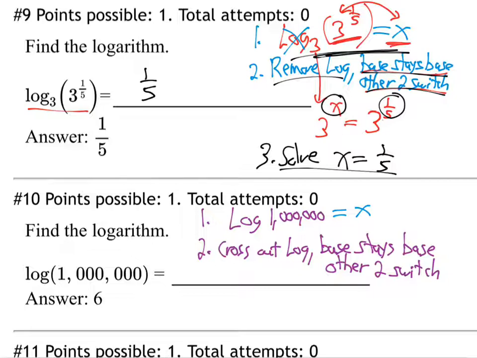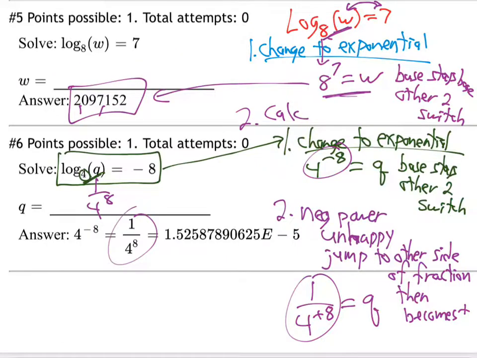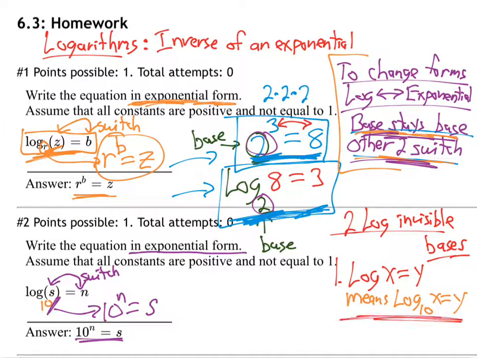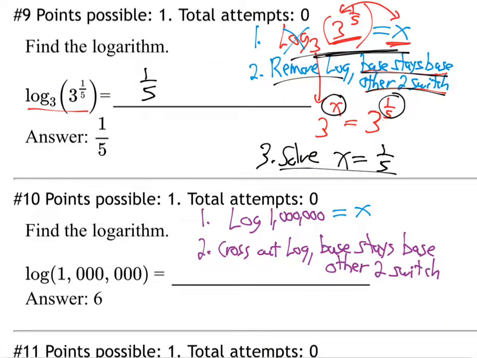Now, wait a minute, I don't see a base. The base is supposed to be at the bottom of the log word, and I don't see any base there. So what is the base when it's invisible? What did we say back here? It was further back. There it is. Invisible 10 base. So I'm going to put in a 10 right there. It's really there. All right, let's do it. Cross out the log word. Base stays the base. The 10, which was invisible, now is visible, stays the base. The other two, meaning the million and the x, switch positions. Instead of 10 to the million, it's 10 to the x. 10 to the x equals a million.